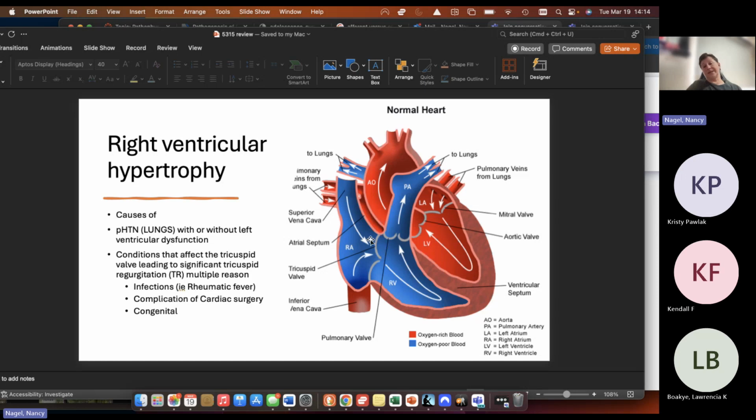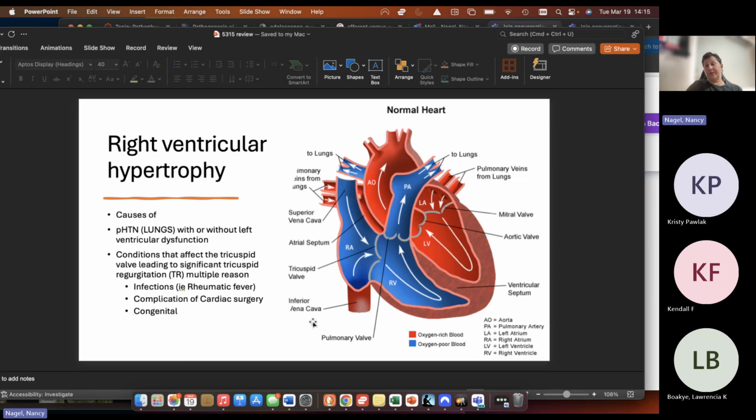So if you have a leaky tricuspid valve, then you also have blood that's leaking from the right atria into the right ventricle at the same time that the right ventricle is trying to push out. So then it has a higher back pressure here. And what happens when you have back pressure? It's just like building muscle. So this muscle starts to get thicker and thicker and thicker, and that's where you get that hypertrophy.